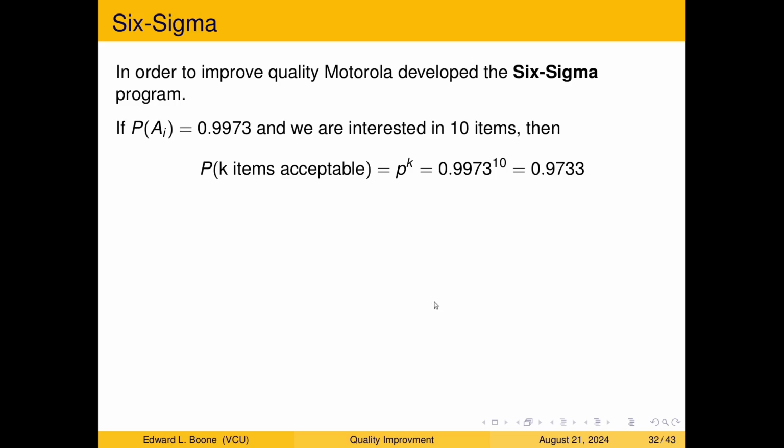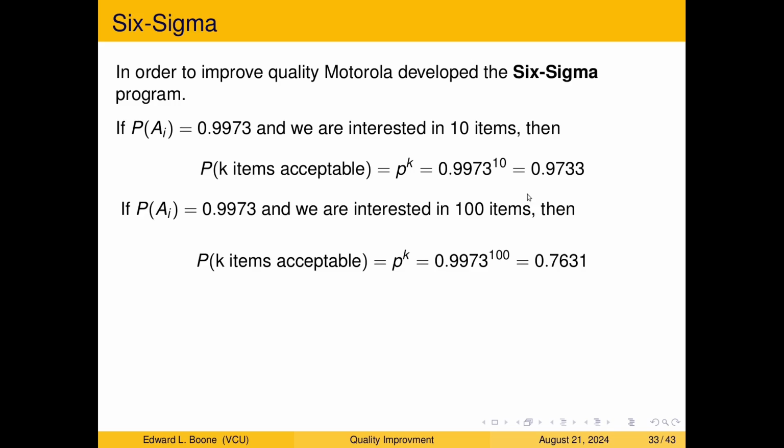So here's an example. Suppose we use 3 standard deviations and we have 10 items, then the probability that all 10 are acceptable, well, we would just take 0.9973 and raise it to the 10th power, and you'll find out that it's equal to 0.9733, which is not bad. But notice this is lower than 99%, or a probability of 0.99. Your probability that they're all acceptable actually went down.